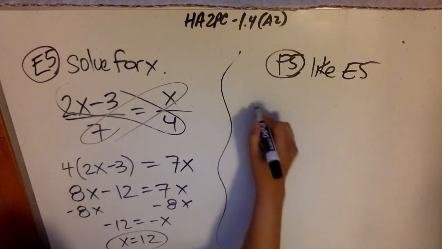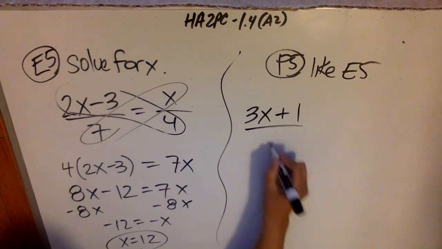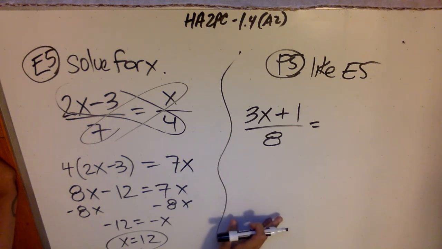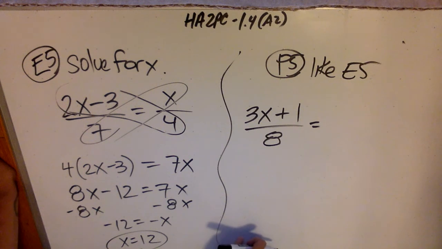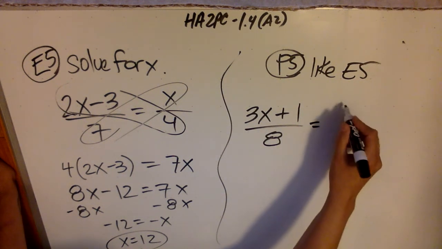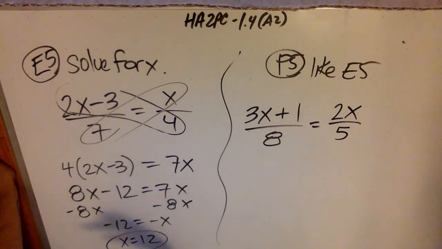All right, so let's do 3x plus 1 over 8 equals, let's see, 2x over 5. Sure, okay. So if you want to do this without me, have at it. If you want to do it with me, then go ahead and don't pause me, right? But if you want to do it without me, pause me.